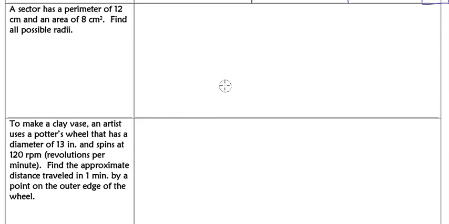So a sector has a perimeter of 12 centimeters and an area of 8 centimeters squared. Find all possible radii. Let's start by drawing a quick sketch of what is going on here. It's not the whole circle that has a perimeter of 12 centimeters, because the circumference of a circle is what we call the circle's perimeter. It's just a very specific perimeter.